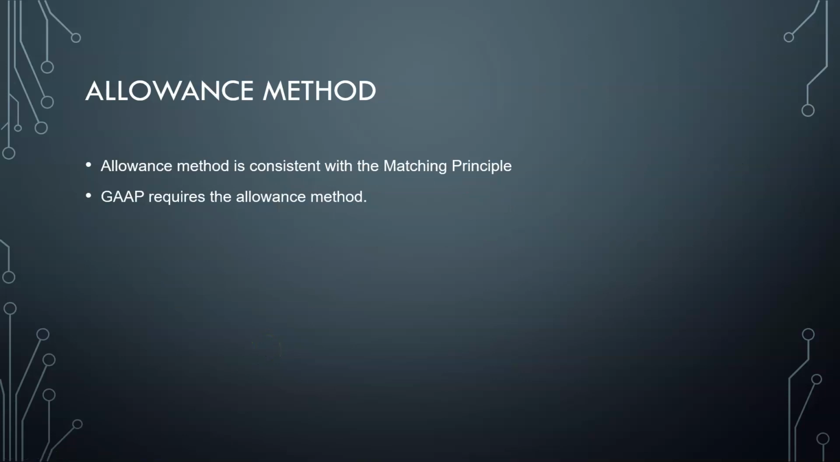The allowance method is consistent with the matching principle. We talked about the matching principle before. That's the one that says during a period, we need to measure all the expenses related to earning revenue and then record them in that same period. Well, think about an accounting period, which is a year.